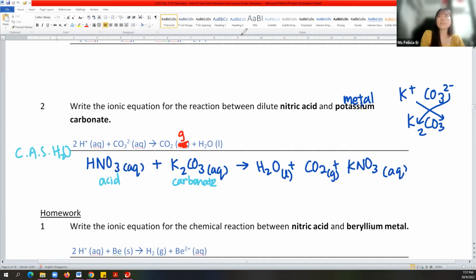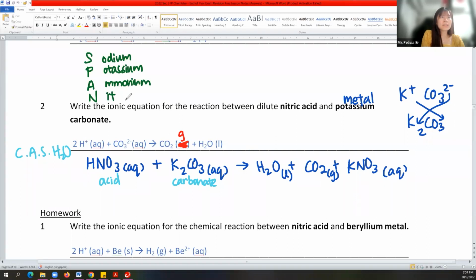Oh, sure, the SPAN. Usually how to memorize the solubility table is that you go by SPAN: S for sodium, P for potassium, A for ammonium, N for nitrate.